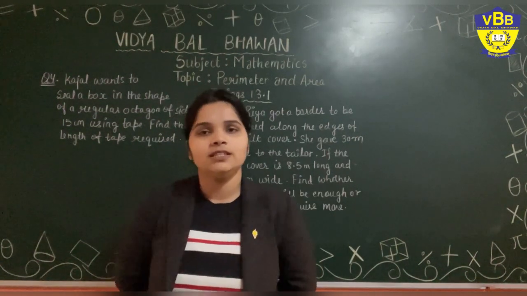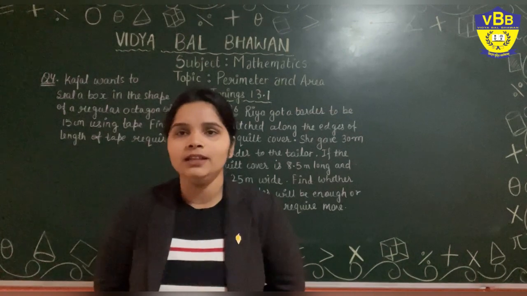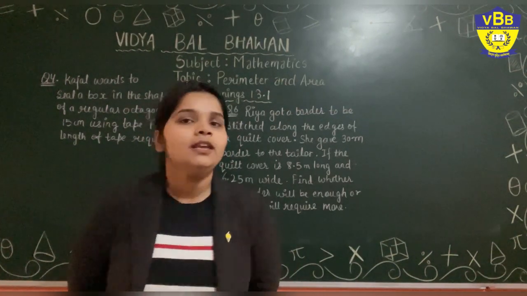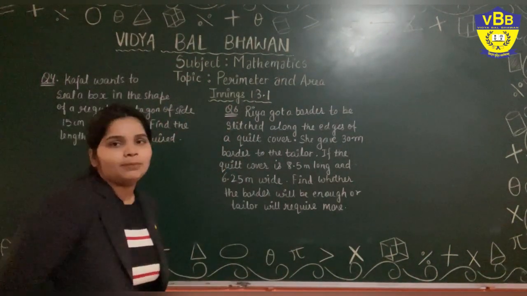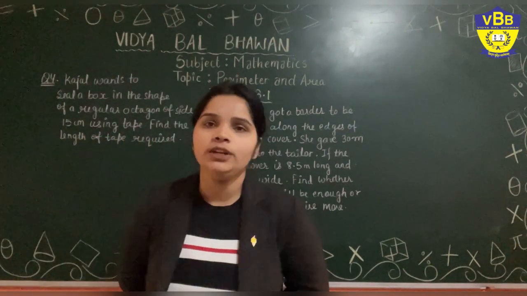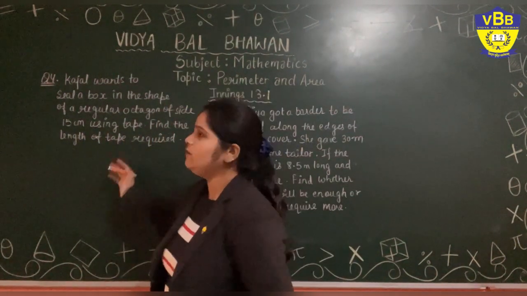As we were discussing the perimeter of square, rectangle and some of the regular figures, let's continue that chapter, exercise 13.1, question number 4.